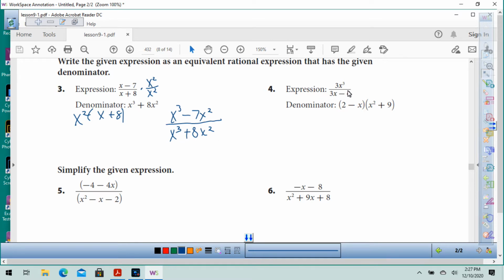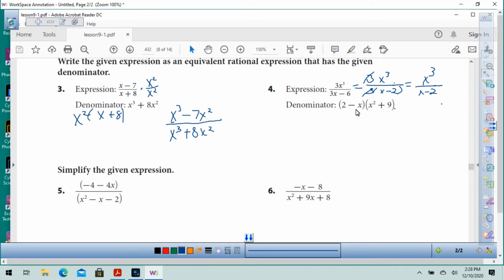Number 4. Well, let's see. If we were to factor this, that would be 3x cubed over 3 times x minus 6. And we take out those, and we just have x cubed over x minus 6. Or x minus 2. X minus 2. And then x minus 2. All right, good.